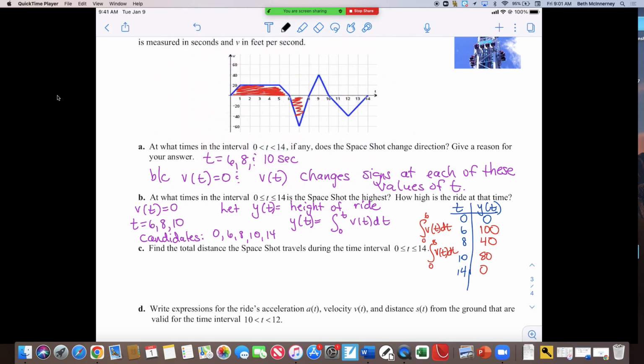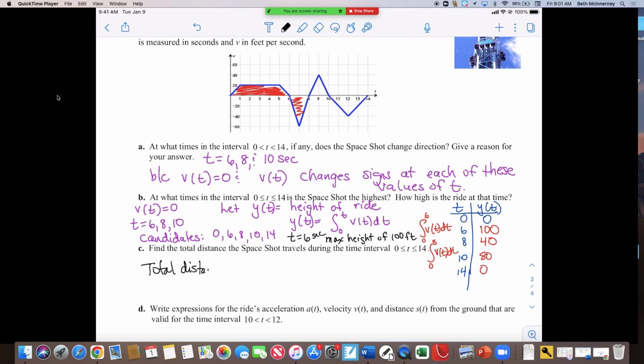At 6. Okay. So t equals 6. And it's a maximum height of 100 feet. And this was at 6 seconds. There we go.